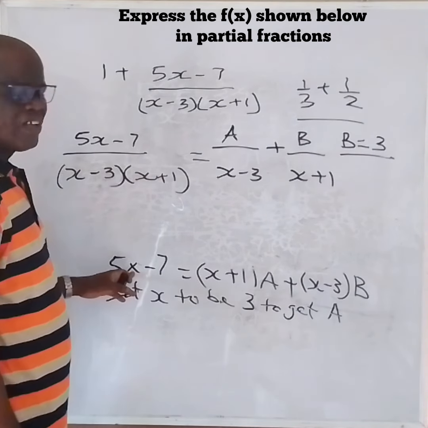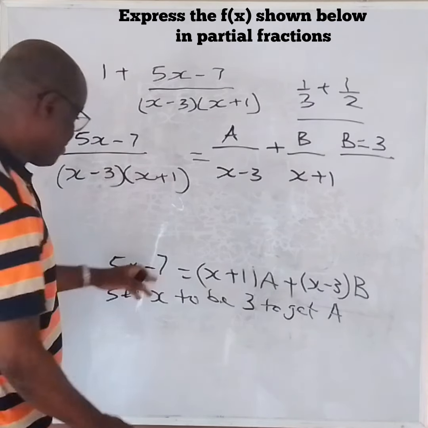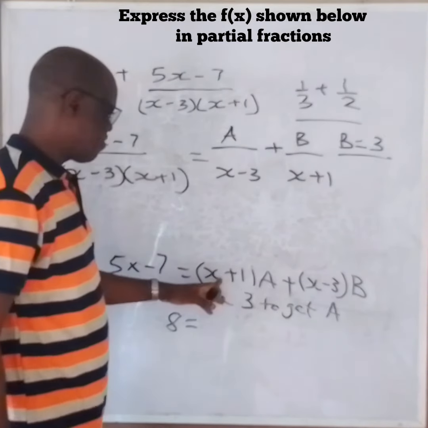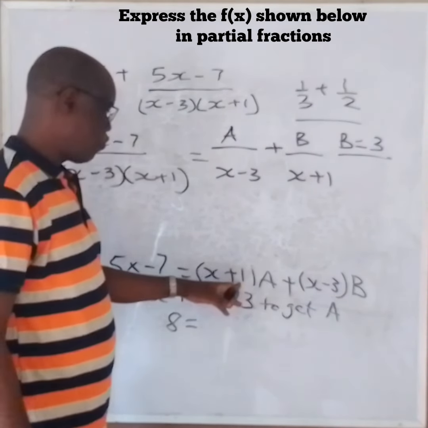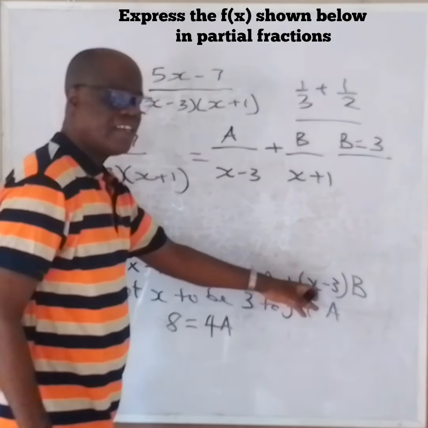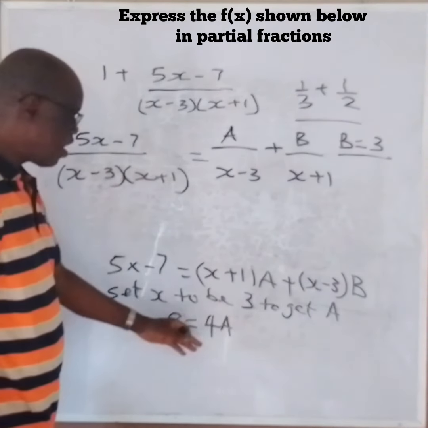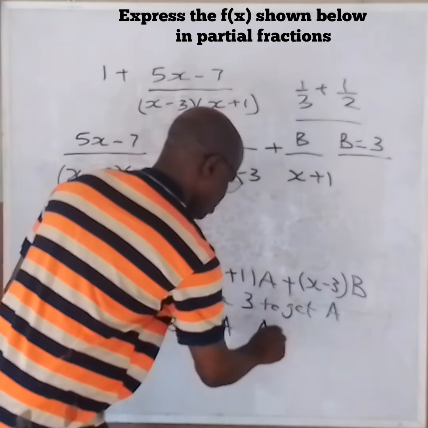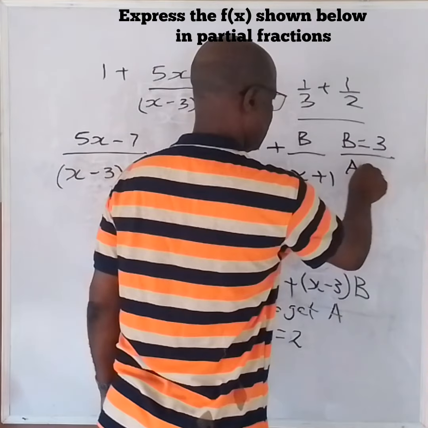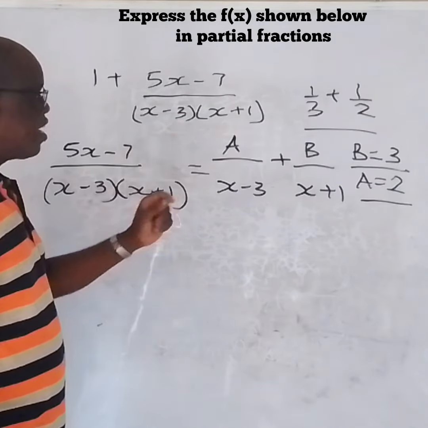5 times 3, 15. 15 minus 7, that is 8. Now, this is 3 plus 1, 4. You have 4A. 3 minus 3 is 0. So you divide both sides by 4, and our A is 2. So let's put that one here. Okay? The work is nearly done.